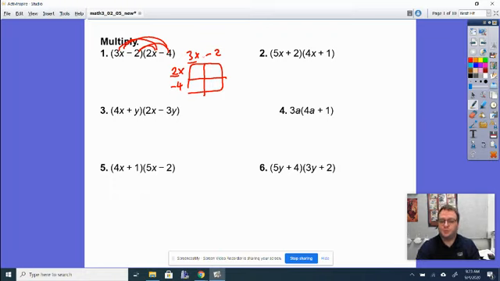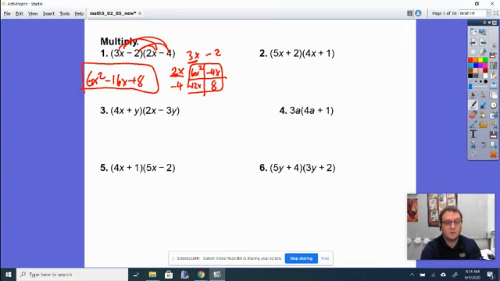Okay. So to put things in the box, we just take the two terms that kind of match up and go to it. So 2x times 3x is going to be 6x squared. 2x times negative 2 is going to be negative 4x. Negative 4 times 3x is negative 12x. Negative 4 times negative 2 is going to be 8. So then I end up with 6x squared minus 16x plus 8. Okay, again, I combined these two terms because they're like terms.